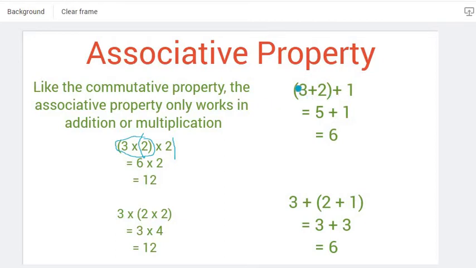How about addition? Just like the commutative property, the only operations that the associative property works with are addition and multiplication. In this example, we have 3 plus 2 plus 1. We know that 3 plus 2 gives you 5, and 5 plus 1 gives you 6. Now, if we were to move the brackets a little further to the right and group the 2 plus 1 instead, 2 plus 1 gives you 3, so that's saying 3 plus 3, which gives you 6. It gives you back the same answer. So whichever numbers you put the brackets around won't change the result.